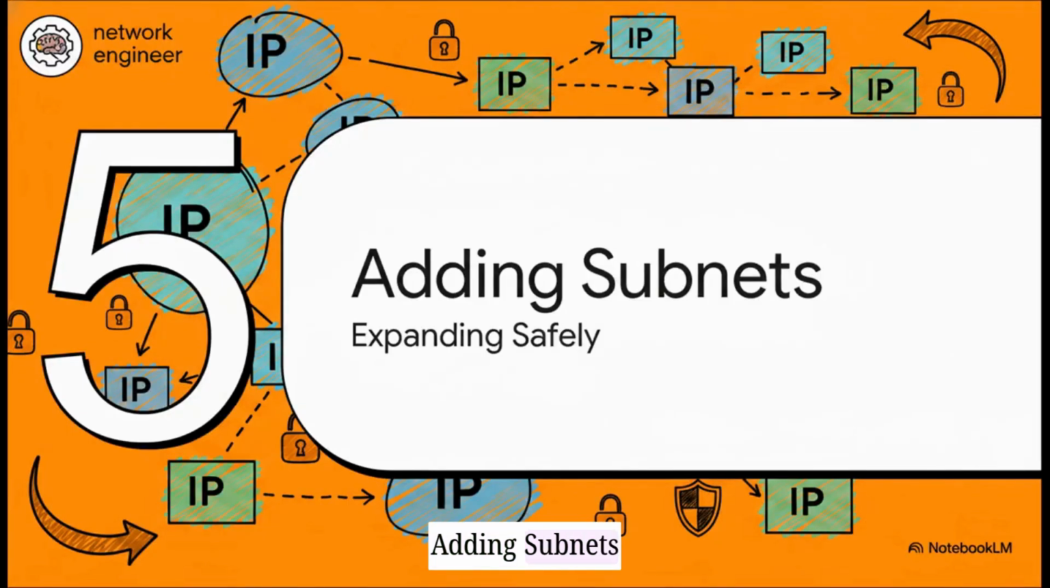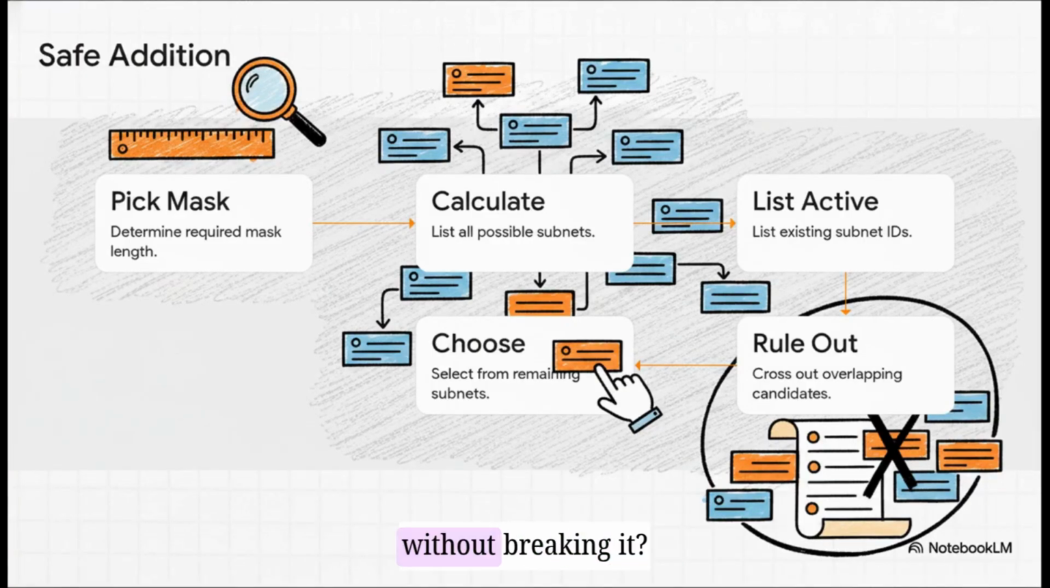Section 5. Adding subnets without overlap. So how do we build onto an existing network without breaking it? To do this flawlessly, we use a master 5-step process. First, determine the mask length you need based on your host requirements. Second, calculate all the possible subnets for that mask within your classful network, just acting as if the network is totally empty. Third, make a list of all your currently existing subnets. Fourth, compare your list of possibilities to your list of existing networks and ruthlessly cross out any candidates that overlap. And finally, step 5, you just choose one of the remaining safe subnets.